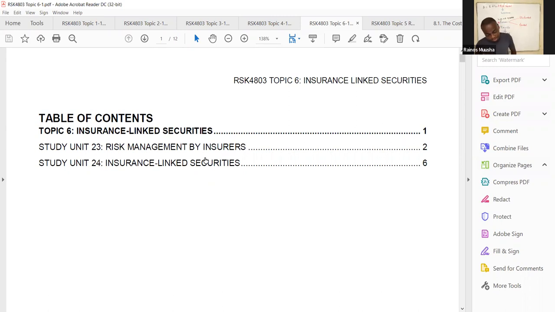So study unit 23, we are now going to look at how we look at risk management from an insurer's perspective as well. And here the main thing we're going to be looking at is, remember we said historically, from the insurer's perspective, we have this type of relationship.